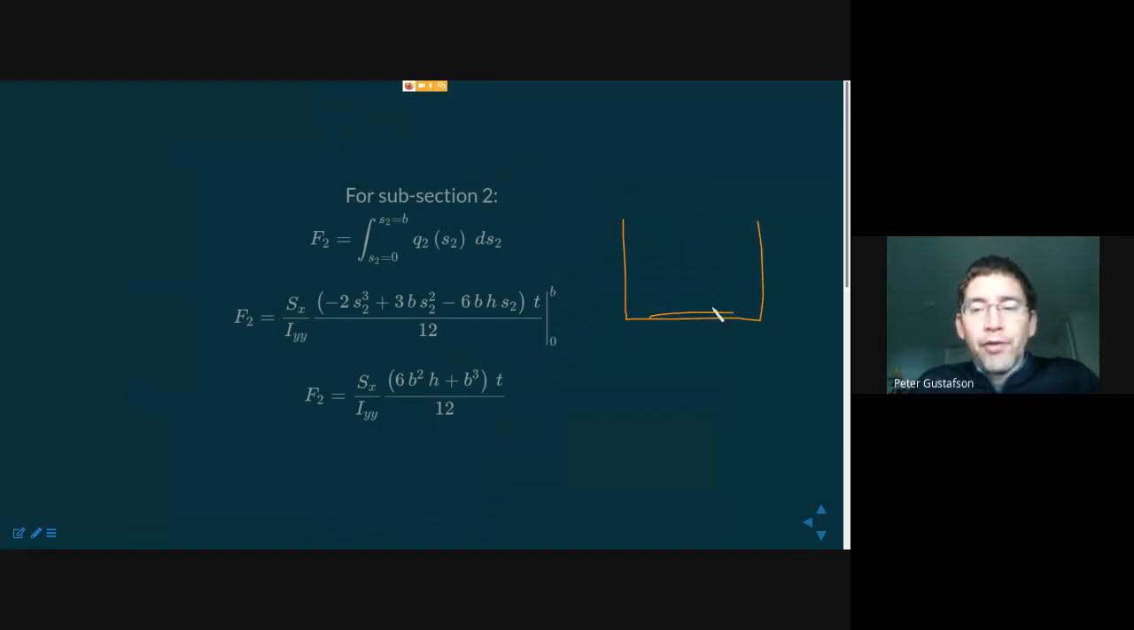And keep in mind, this is now in this direction. F2 is equal to Sx over Iy, 6b squared h plus b cubed t over 12. And lo and behold, we can do this one more time.